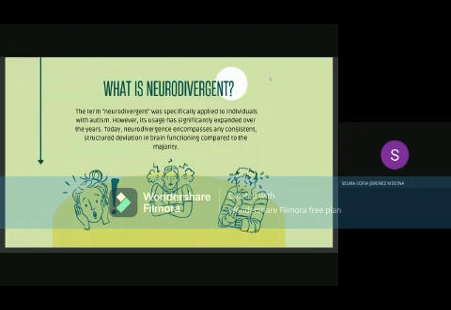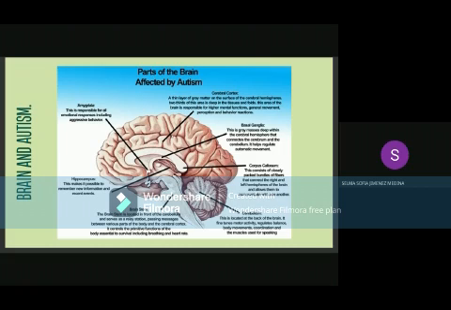What is neurodivergent? The term neurodivergent was specifically applied to individuals with autism. However, its usage has significantly expanded over the years. Today, neurodivergent encompasses any consistent structural deviation in brain functioning compared to the majority. Parts of the brain affected by autism: we have cerebral cortex, basal ganglia, corpus callosum, cerebellum, brainstem, hippocampus, and amygdala.